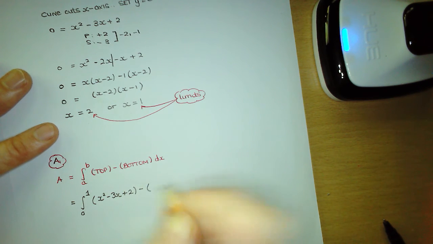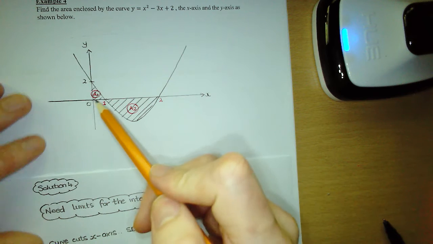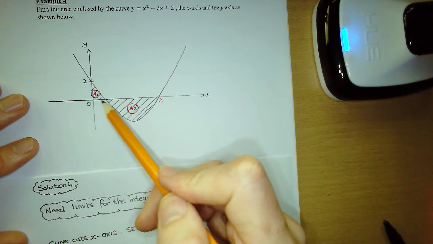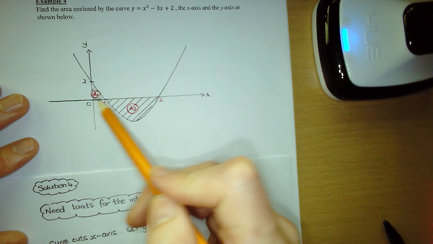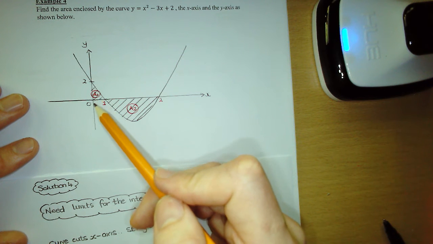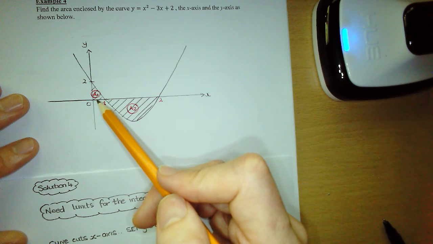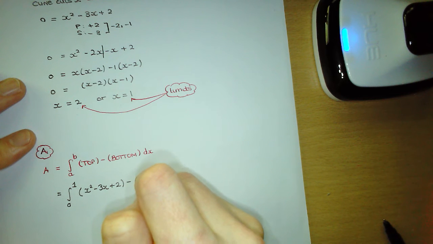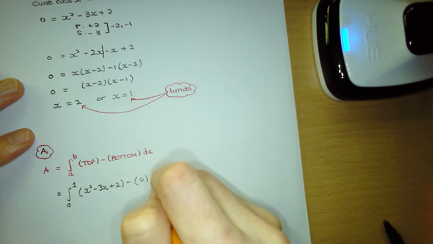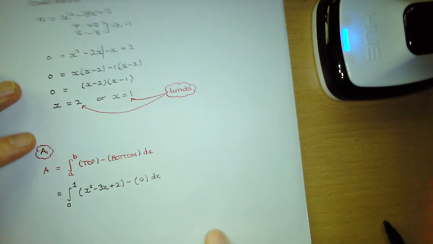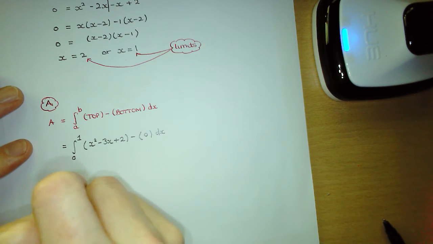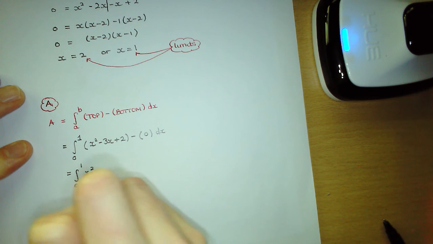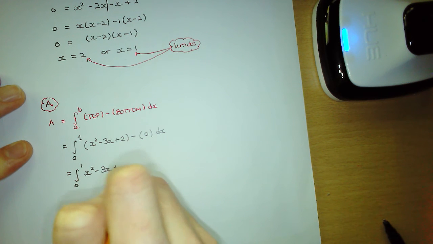And then we're subtracting the bottom now. The bottom is what's underneath the area. What's underneath the area here is the x-axis, and the equation of the x-axis, remember, is y equals 0. So we're just subbing in 0 into the bottom. Okay, so get rid of the brackets then. So we're just integrating x squared minus 3x plus 2.